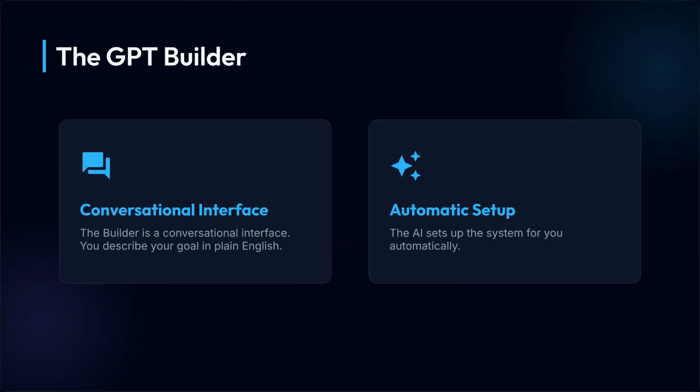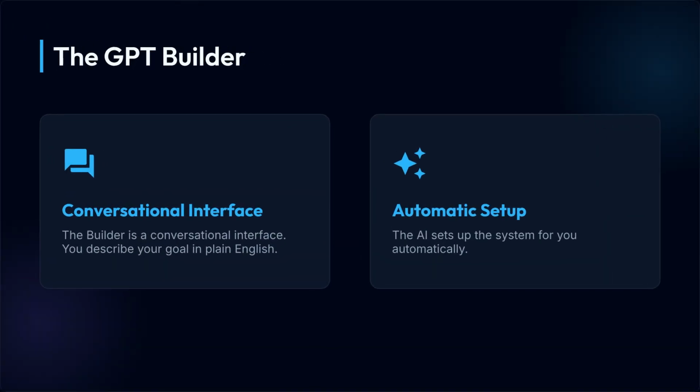The GPT Builder uses a conversational interface. You describe your goal in plain English, and the AI handles the automatic setup, configuring the system for you.